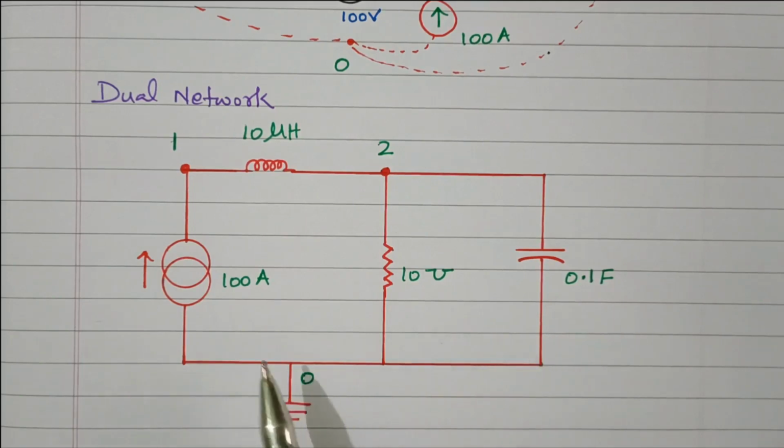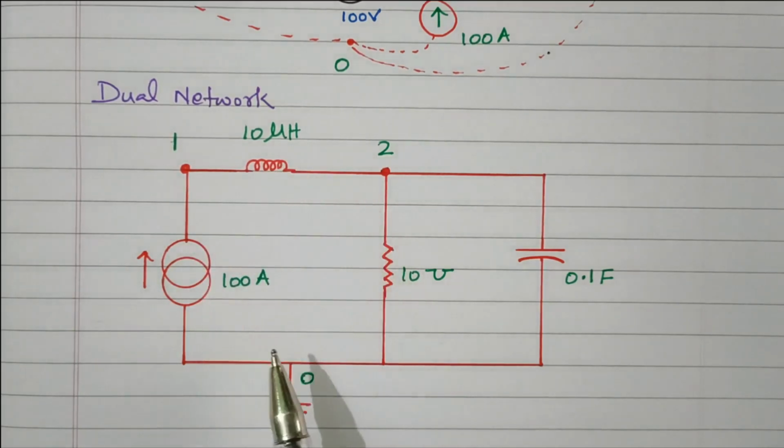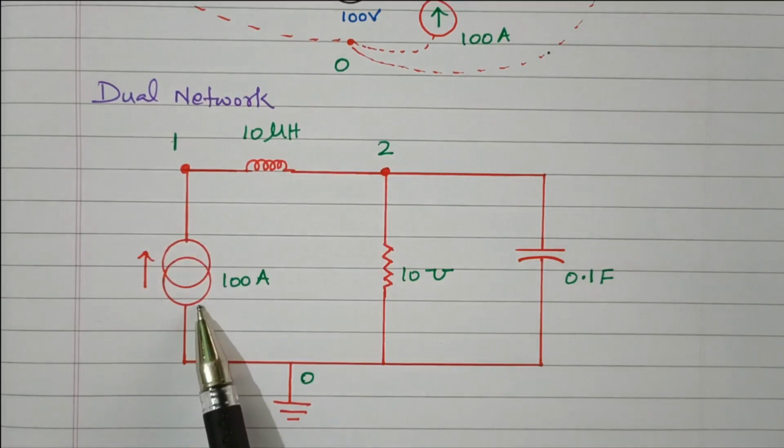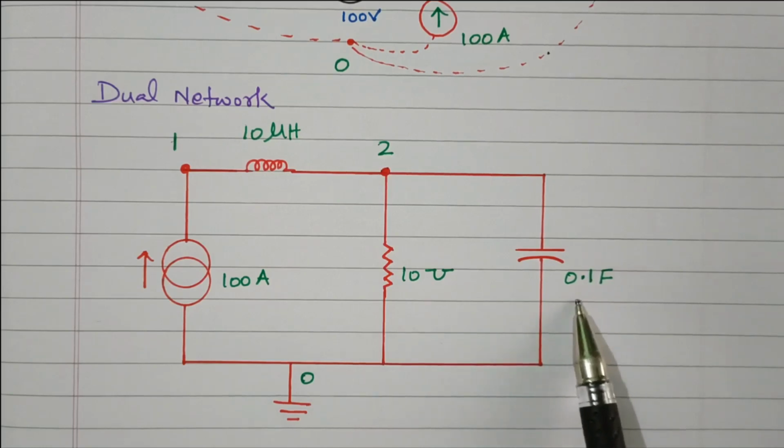Right. So the dual network is drawn by putting the 3 dots, then connecting the dots. 1 and 2 connected with the inductor. 1 and 0 connected with the voltage source. 2 and 0 connected with one conductance and one capacitor. So this is the dual network of the given network.